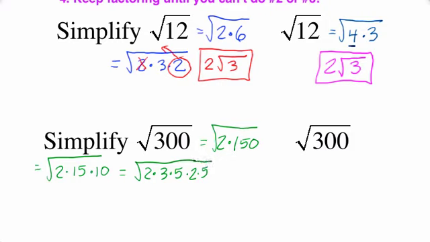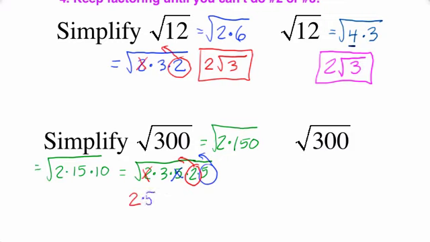And now this is where we look for our skill of recognizing pairs. I see a pair of 2s and I see a pair of 5s. So when you see the pair of 2s, cross out a 2 and bring out a 2. So 2 is now in front of the radical. I see a pair of 5s. Let's do this in another color. I cross out a 5 and I bring out a 5. So there's a 5 in front of the radical.